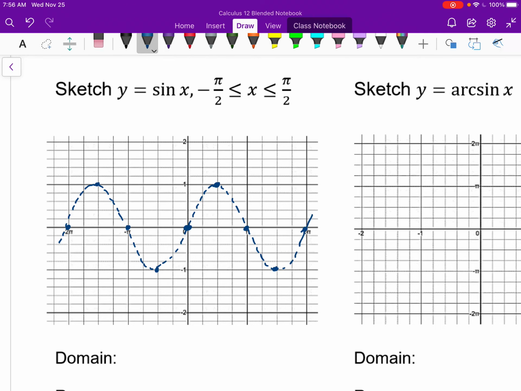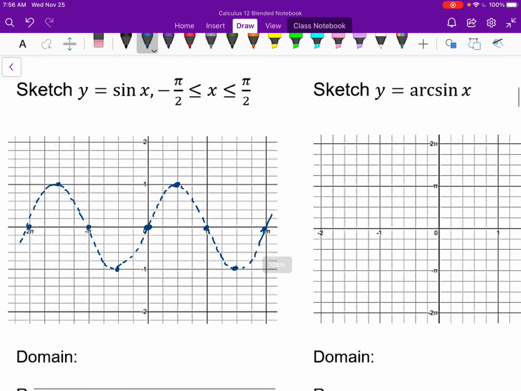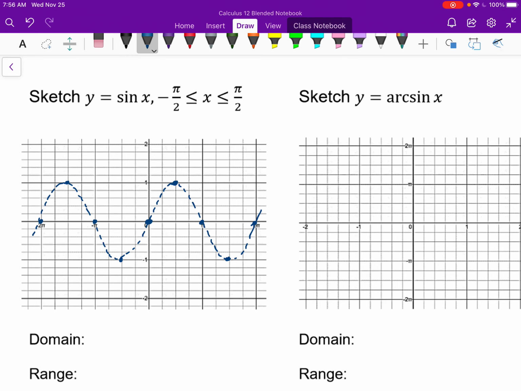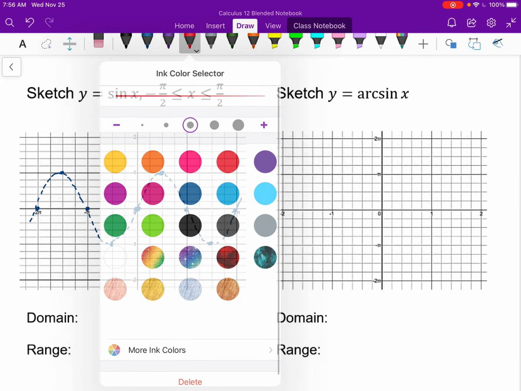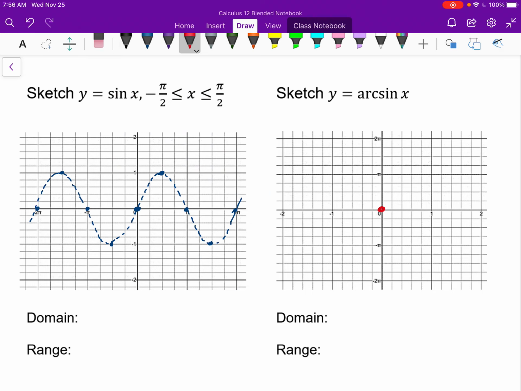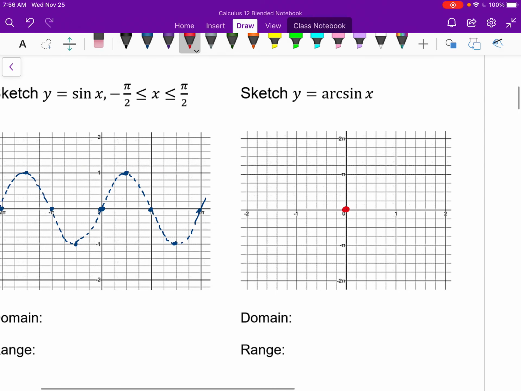And I will say, if arc sine was the inverse of all of this, I could figure out what it would look like by just swapping around the coordinates. For example, arc sine I know would go through 0, 0. This point right here, and that's at pi over 2 comma 1, would be at 1 comma pi over 2, so right here.